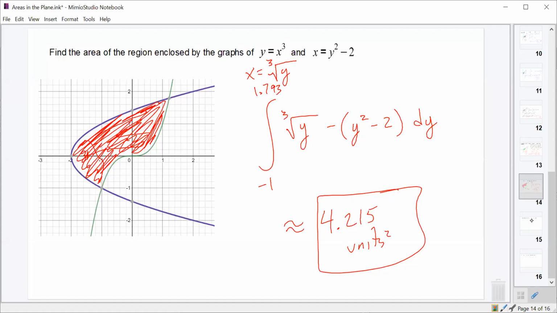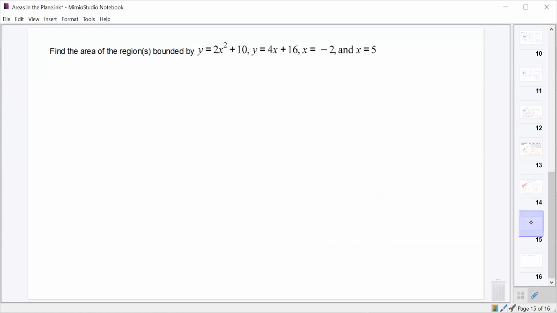Looks good. All right. We're going to do a couple more problems. We're going to do these ones back in terms of x now, but they might get a little bit more complicated here. So we want to find the area of the region or regions bounded between this parabola, 2x squared plus 10, the linear function 4x plus 16, and the vertical lines x equals -2 and x equals 5.